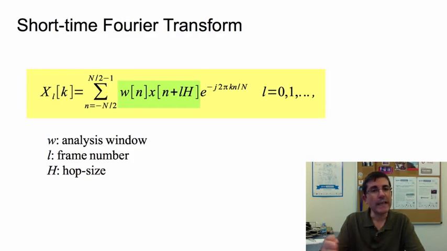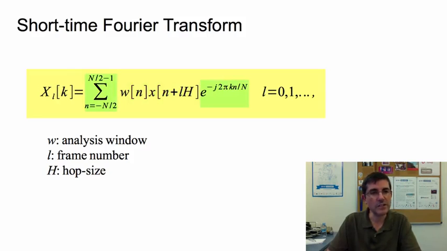So we will be iterating over L, skipping through time this way, and capital H is our hop size, how much we're going to hop from one time instance to the next. So basically x is going to be changing in time according to L and H, and at every time instance, at every L, it's going to be multiplied by this analysis window w of n. The rest is the DFT.